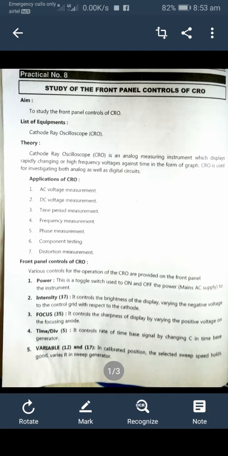Today we are going to start a new practical: study of the front panel control of CRO. Aim: to study the front panel control of CRO. CRO means cathode ray oscilloscope.